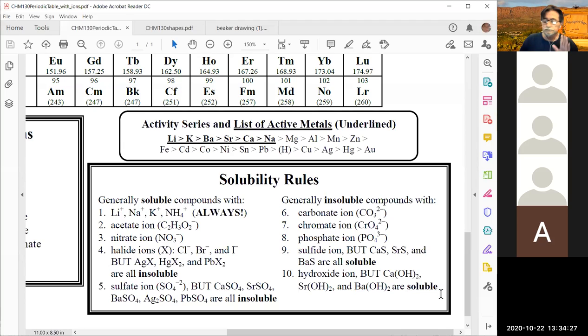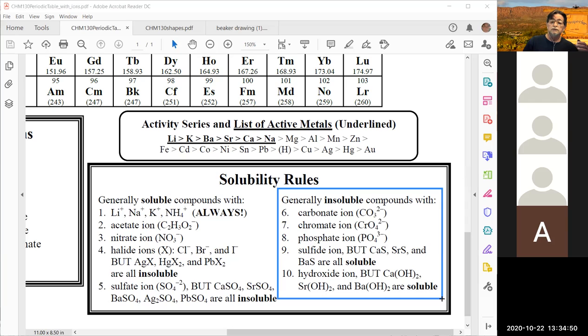Now, and I saw this in a lot of the beaker activity. Now, this column here, labeled in blue, this is the insoluble column, okay? And this is the soluble column, what I did in red. Okay.